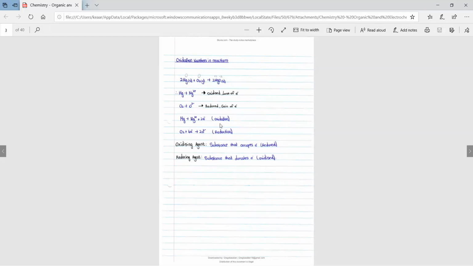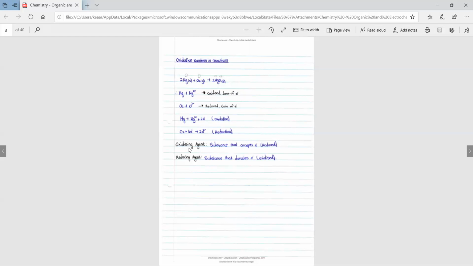This is the oxidation half reaction, and this is the reduction half reaction. When they say half reaction, they mean this. You take the part of the main reaction out. So over here, this is the oxidation half reaction, and this is the reduction half reaction.